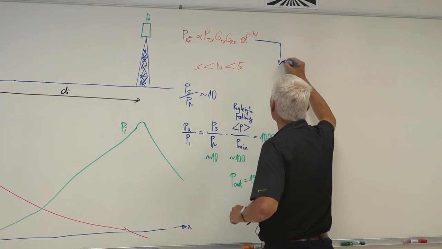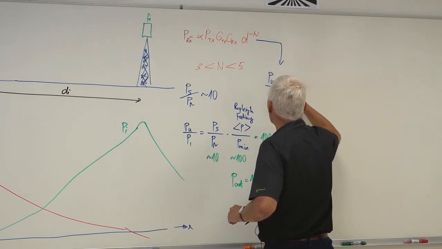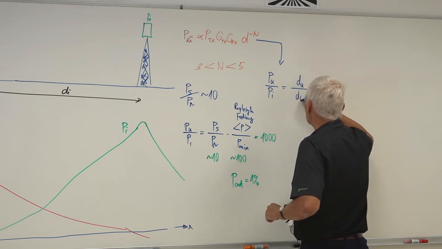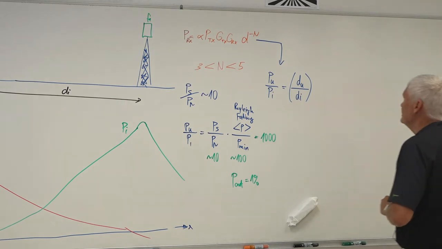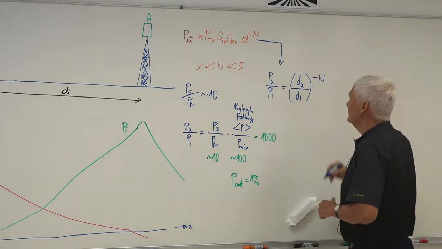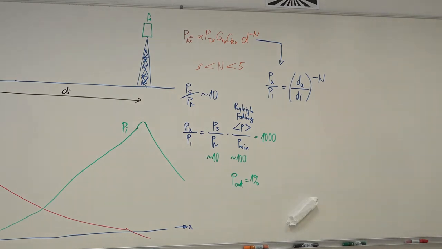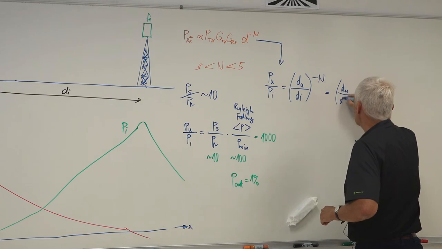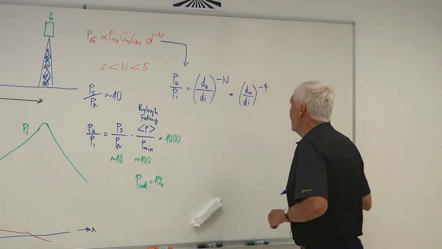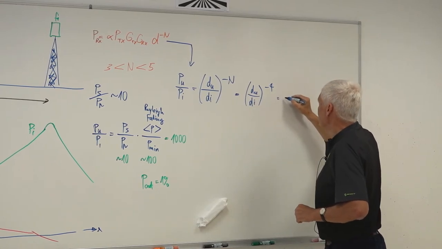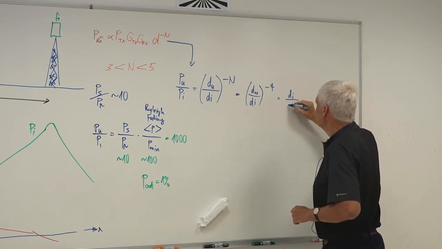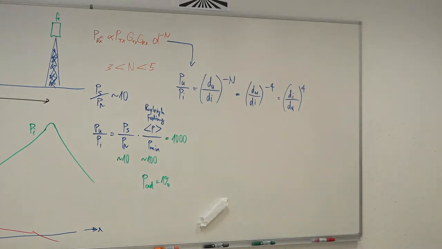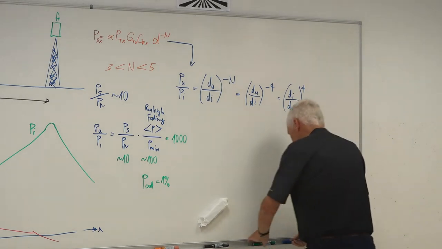If we use this formula here, P useful to P interferer is now D useful to D interferer to what power? D useful to D interferer to the minus nth power. If I divide two equations together, usually this is D useful to D interferer to the minus fourth power. Or in other words, this is D interferer to D useful to the fourth power, if I flip around. And this should be around 1000.